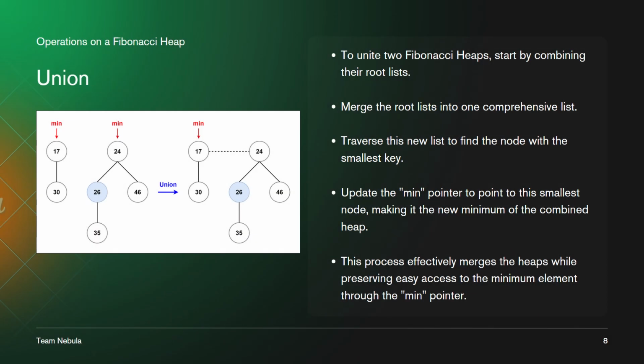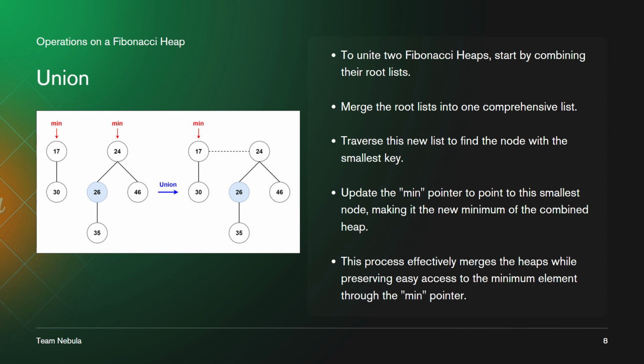So let's dive into the process of uniting two Fibonacci heaps, which is like combining them into a single heap. Here is how it's done. First, we take the roots of both heaps and simply put them together. It's like we are merging their root lists into a big root list. Then we go through this new root list and find the node with the smallest key. That node becomes the new minimum in the combined heap, so we update the min pointer to point to it.